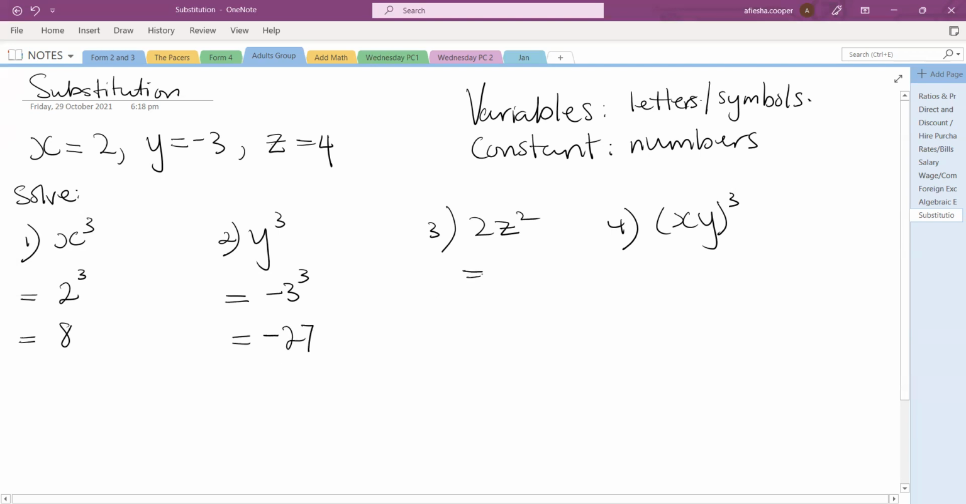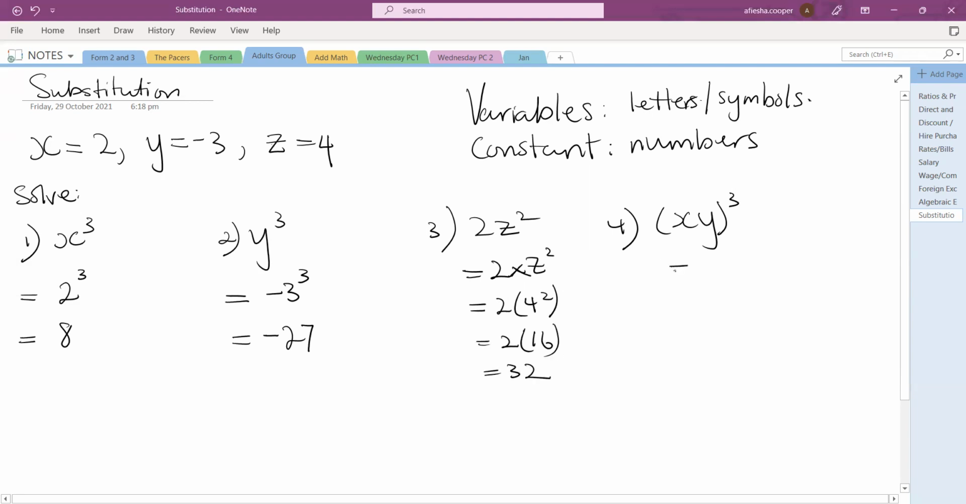Right, so we move on to the other one. Now 2z squared means 2 multiplied by z squared. Remember when numbers are next to each other like that, it's the operation of multiplication. So that's going to be 2 multiplied by z, which is 4, squared. Now pay attention, only the z was squared, not the 2. So that's 2 by 16, which is 32.